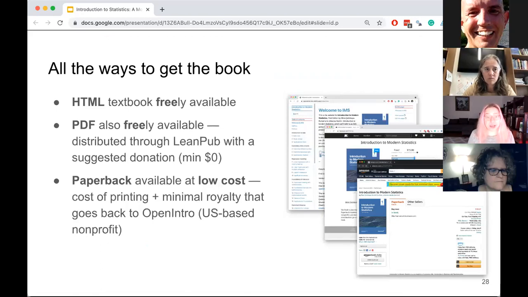So all the ways to get it: the textbook is freely available as HTML and also freely available as PDF. The paperback is available at a low cost, at the cost of printing, plus a minimal royalty that goes to the Open Intro nonprofit. Sometimes people ask about the finances of things, so in the interest of transparency, much of that royalty that comes back to Open Intro is actually used for desk copies for teachers. So if you would like to request a paperback version of the book as a desk copy, you can do so at no cost to you. The way that's subsidized is with this minimal royalty that we add to the paperbacks or any donations that we might get.